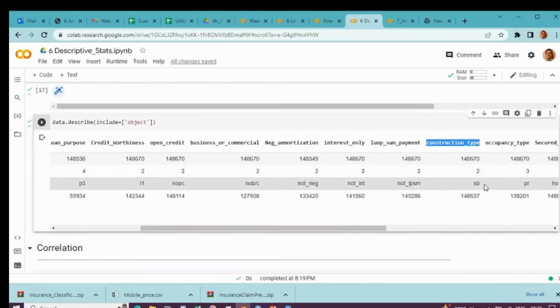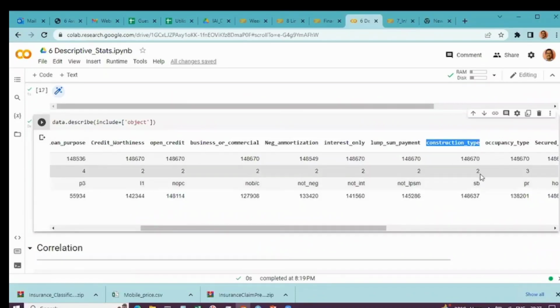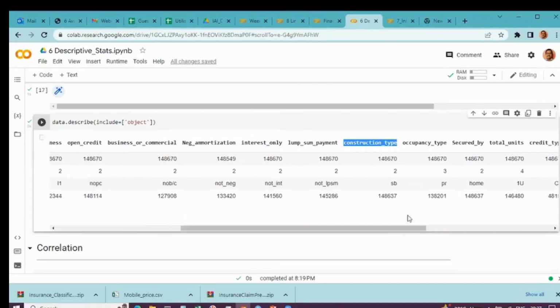But if I drop this category, the second category, whatever is there, what will typically happen is only one unique category will be there. Which means that column itself may have to be dropped. So the construction type column itself may have to be dropped because if I drop that category, it becomes only one unique category, and we have already discussed that one unique category is better to be dropped.